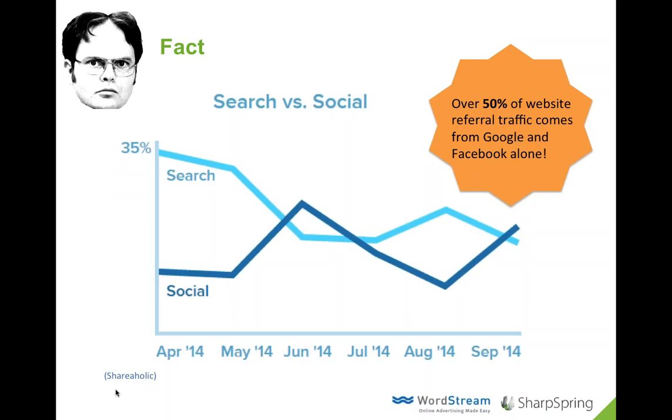Search and social, I have a fact for you guys. Search and social account for over 50% of website referral traffic to websites, which means essentially it's actually around 60%, 30% for Google and 30% for Facebook and other social networks. So between those two things, it becomes incredibly important to actually stand out in those two spaces. If the majority of your traffic is coming from there, you better shine when you do show up and they do see you.